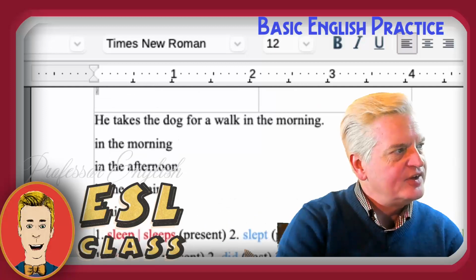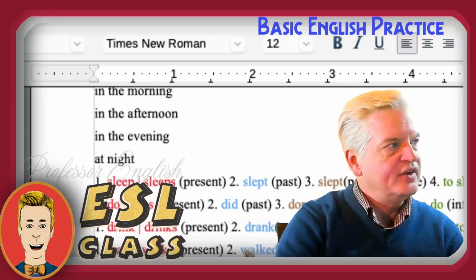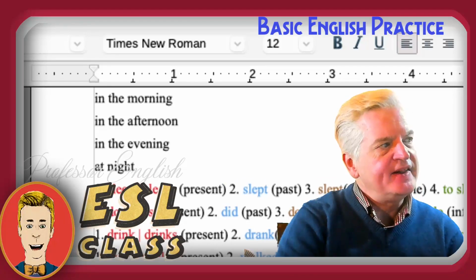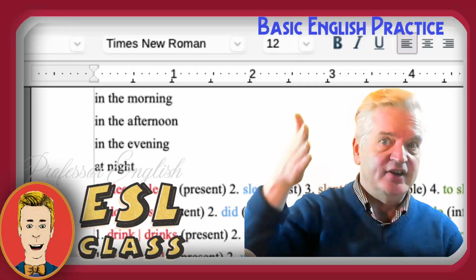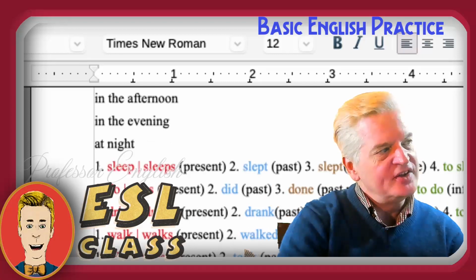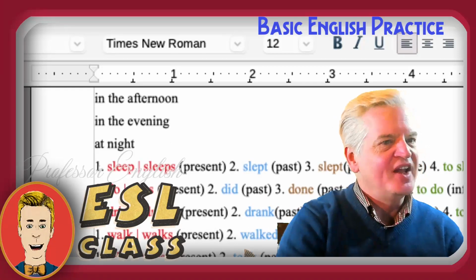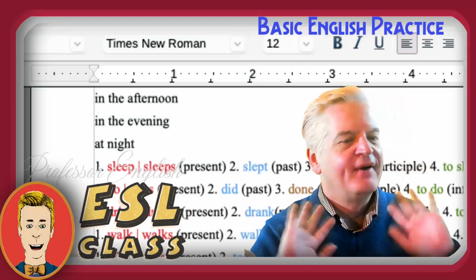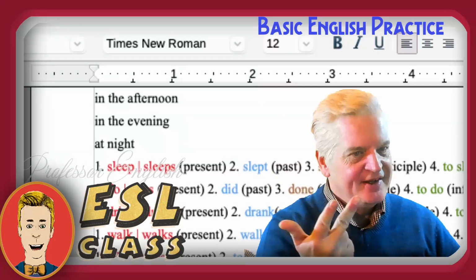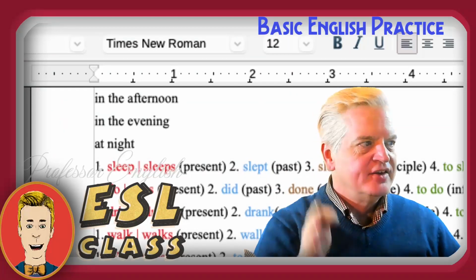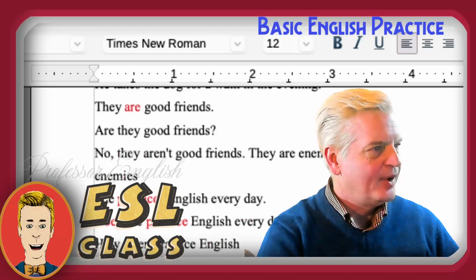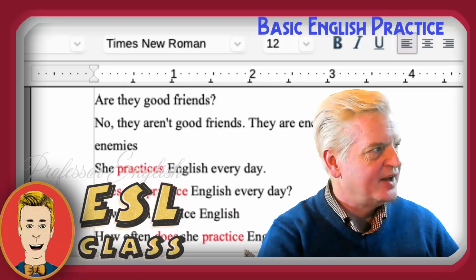Let's see, is there any other information here? Oh, just because this is basic English, let me just remind you that we have these phrases. We have in the morning, in the afternoon, and in the evening. And it's always in the morning, in the afternoon, and in the evening. But for some reason, if you say night, you have to say at night. Why? I don't know, but you just have to remember that. In the morning, in the afternoon, in the evening, but at night. Try to remember that. People always get confused with that. They always have problems with that.